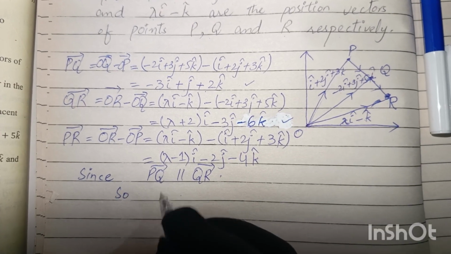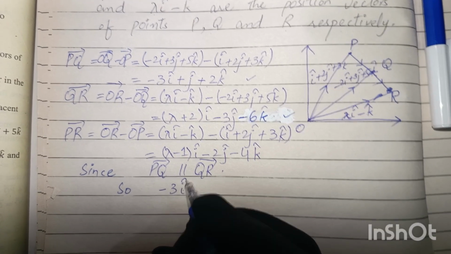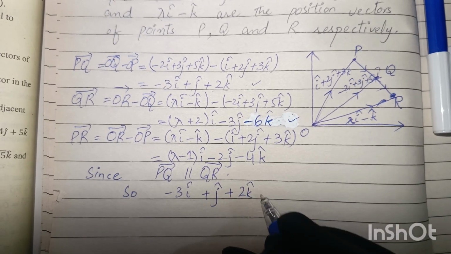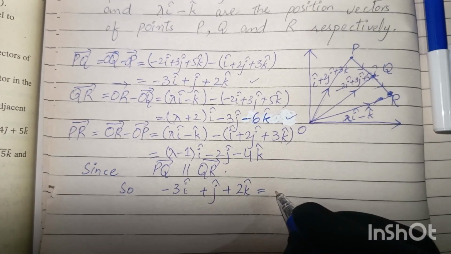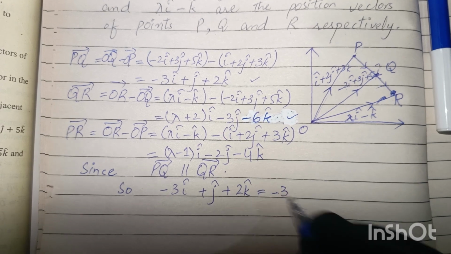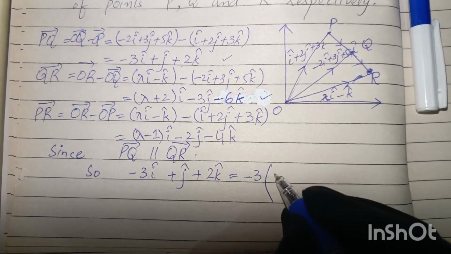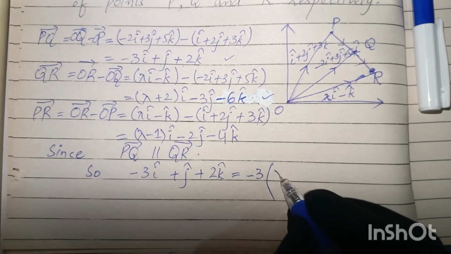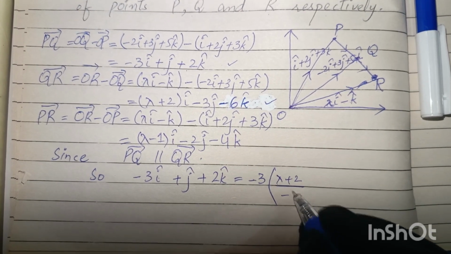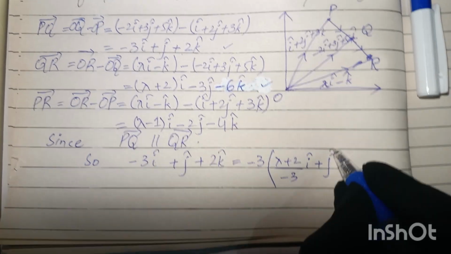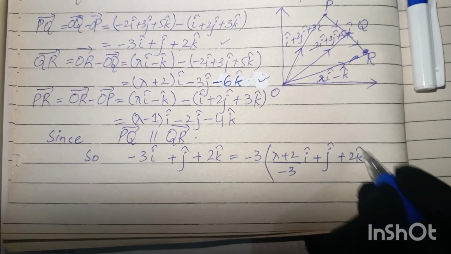So the value of PQ is minus 3i plus j plus 2k, and here we take minus 3 common. So I will write after taking common: minus 3 common means (lambda plus 2) divided by minus 3, times (i plus j plus 2k).